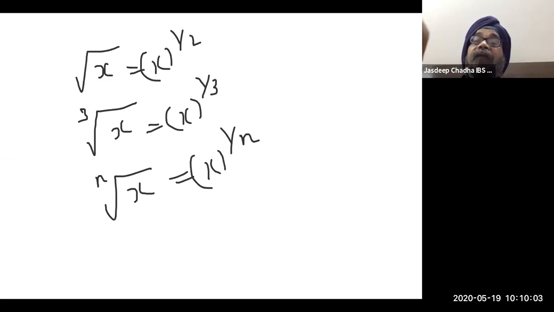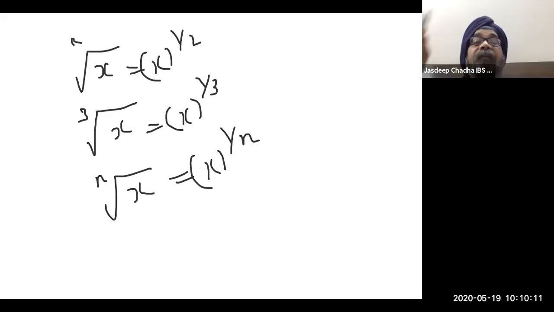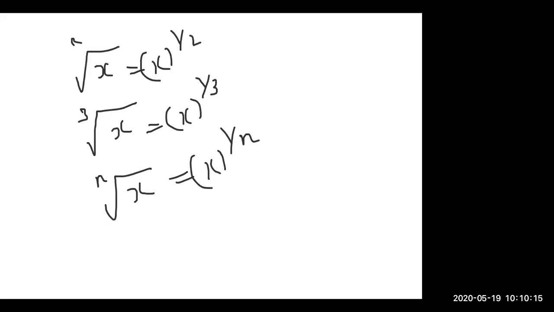If a plain under root sign is there, then it is obvious that it is by default 1 by 2. This 2 is not written here; you don't need the 2 to be written. But for any other root, you have to write that number. Everybody is clear on this? Yes, sir.